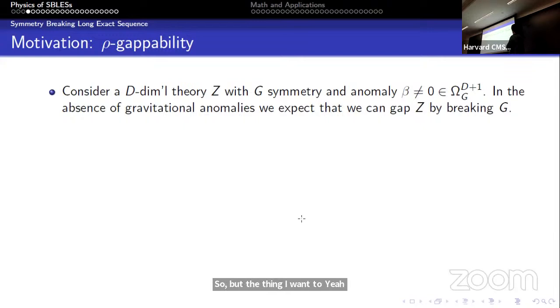I want to first begin with a question. So let's say I start with a theory. It has a G symmetry and it has an anomaly, or the anomaly is not zero. Okay. So if we don't have, say, gravitational anomalies, then we expect that we can deform the theory somehow and gap the system, but at the cost of breaking G. Right. Because if you break G, then the G anomaly can't really say much.